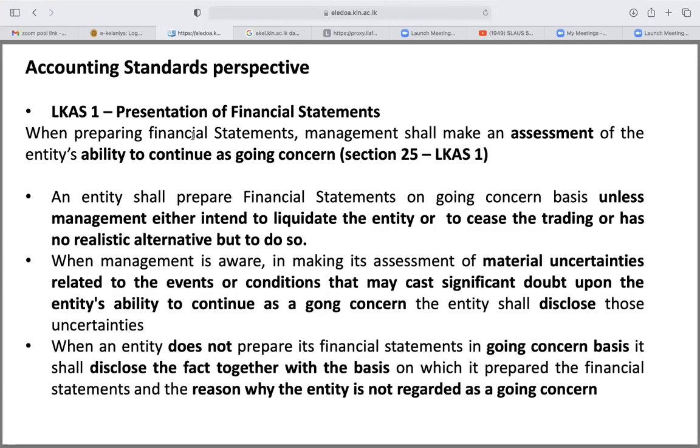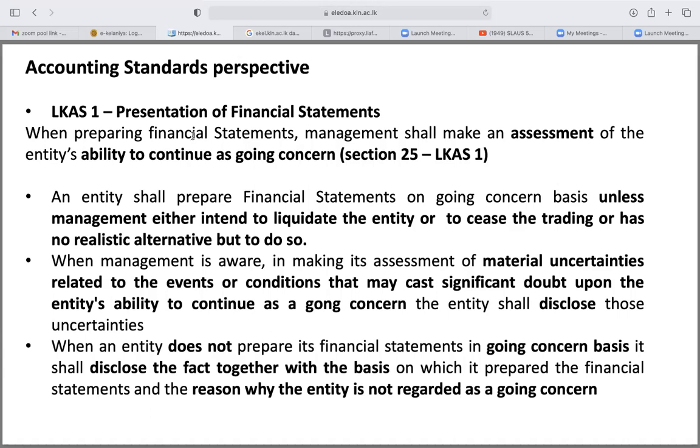Very good. So now I'm moving on to the accounting standard perspective when it comes to going concern. As we all learn in the A levels, the first year, second year, AAT and CA Sri Lanka, or those kinds of professional examinations. I hope you have learned this three or four times before, right? So LKAS 1, preparation of financial statements. When preparing financial statements, management shall make an assessment of the entity's ability to continue as a going concern, right?